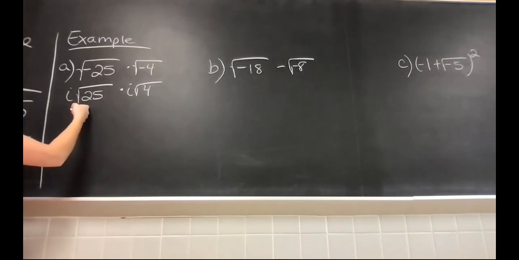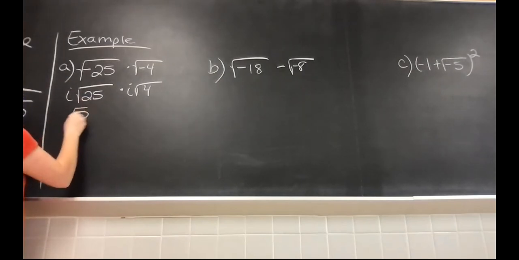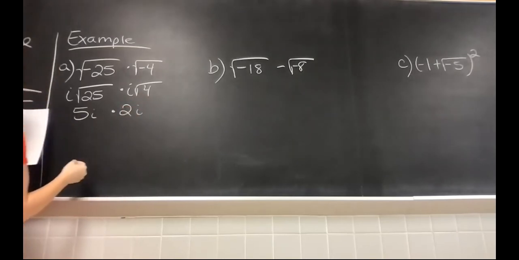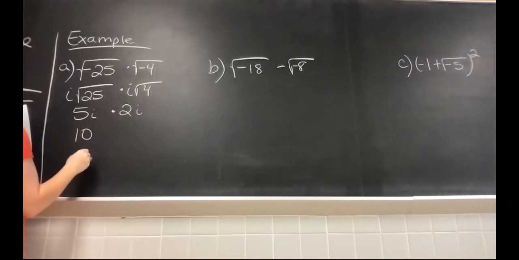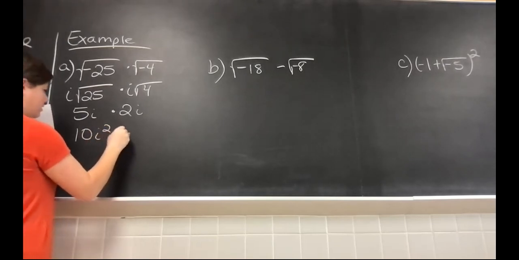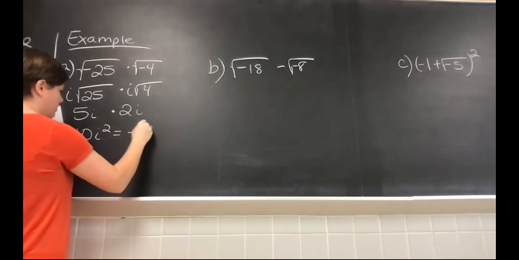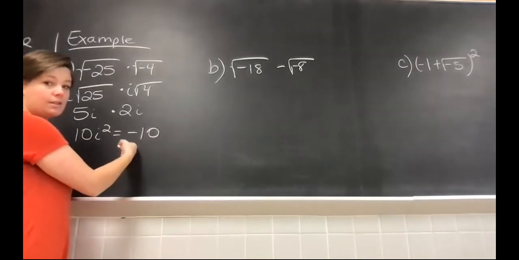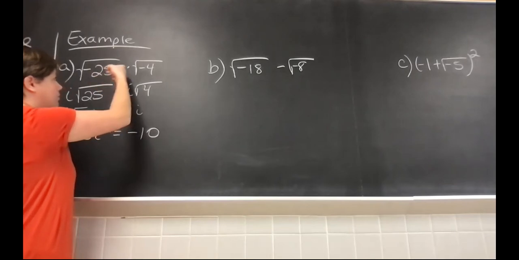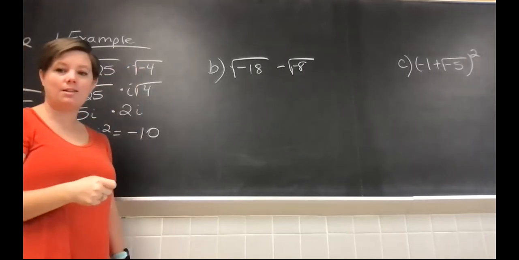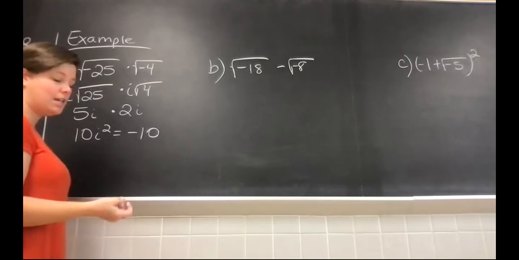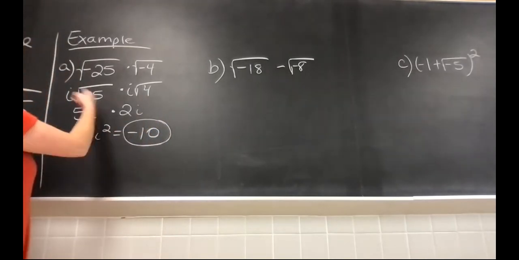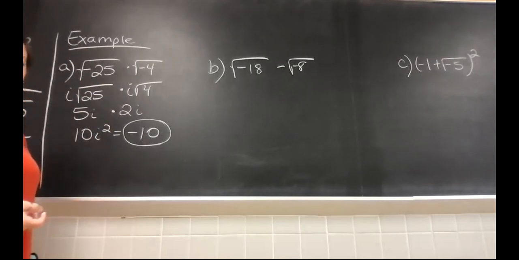Well, what is the square root of 25? It's 5. So that's 5i times, what's the square root of 4? 2. So that's 2i. 5 times 2 is 10. i times i is i squared. i squared is a negative, so that becomes a negative 10. That's why it's real important that up here at the very first step, we don't just say, well, negative 25 times negative 4 is a positive 100, and the square root of 100 is 10, because that's not what we're getting. We're getting negative 10. We have to pull out those i's first and then simplify it down.